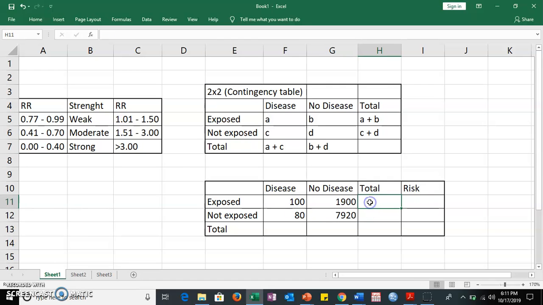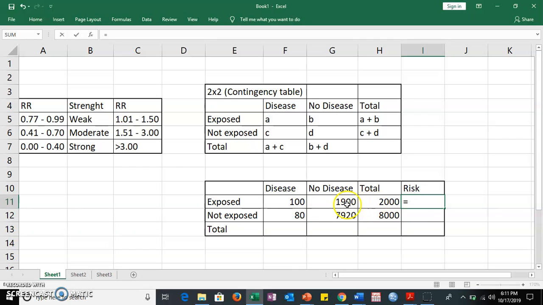So, 100 plus 1,900, we get 2,000. Then, 80 plus 7,920, we get 8,000.